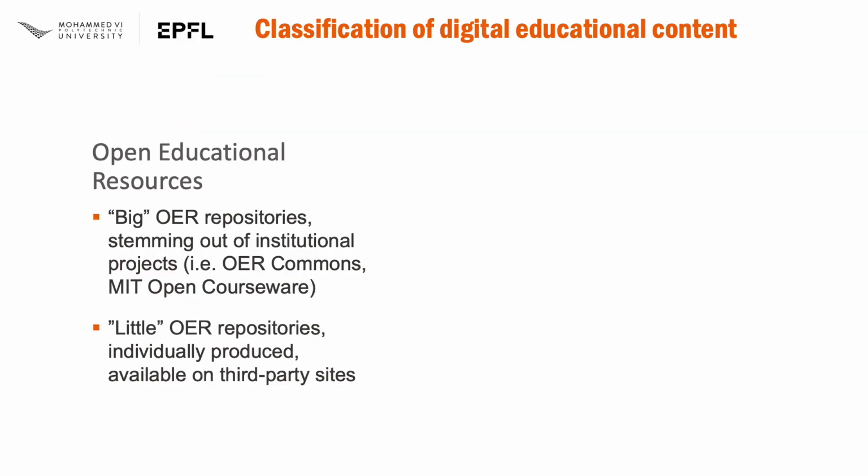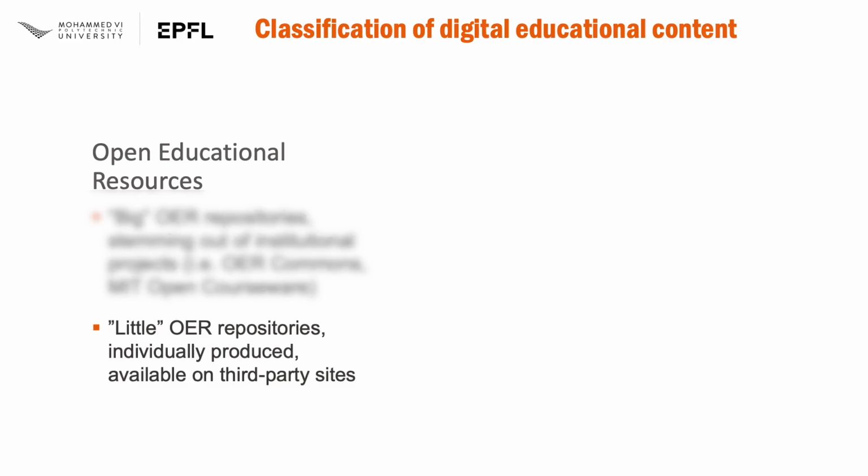There are two different types of OERs, and they are found in different kinds of repositories. The so-called big OER and little OER. Big OER are the result of large institutional projects, such as MIT OpenCourseWare and OER Commons. They are produced using high-quality production methods, and the educational materials have been curated and endorsed by the academic institution of origin. They are distributed through dedicated portals. Little OER are produced by individuals or small groups using lower quality standards and are shared through a range of third-party sites and services.